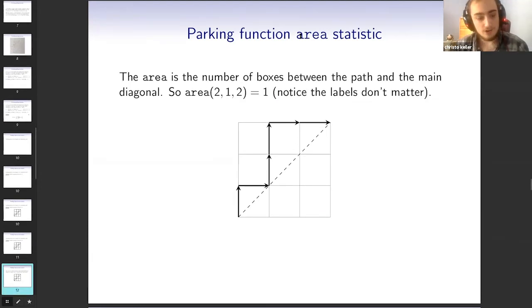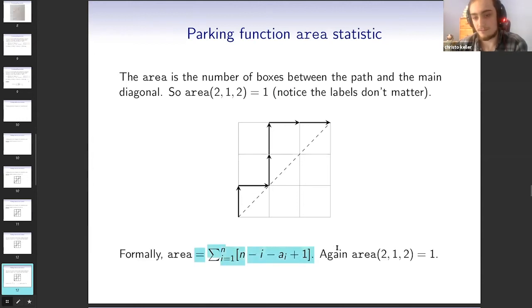Now there's something called the area statistic on these objects, which is the number of full boxes. So in this case, the area of 212 is exactly 1, because there's only 1 full box. The corners here don't count. And there's a formula if you want.